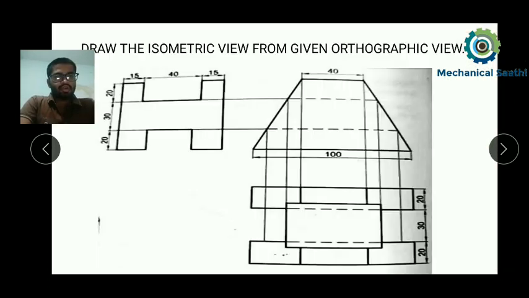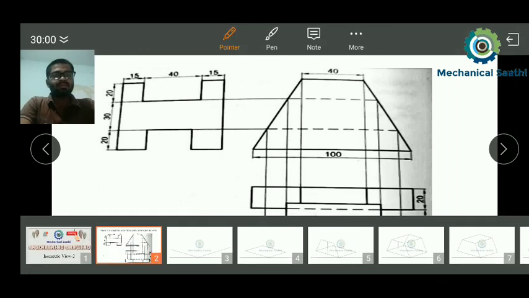Here it is telling us to draw the isometric view from the given orthographic view. So the orthographic view is given here. By seeing these figures, first we need to find out the projection of this drawing. First we need to find out in which angle of projection it is being drawn. So let us find that out.